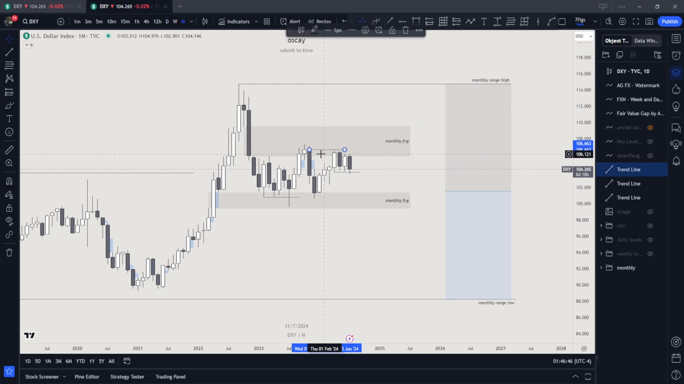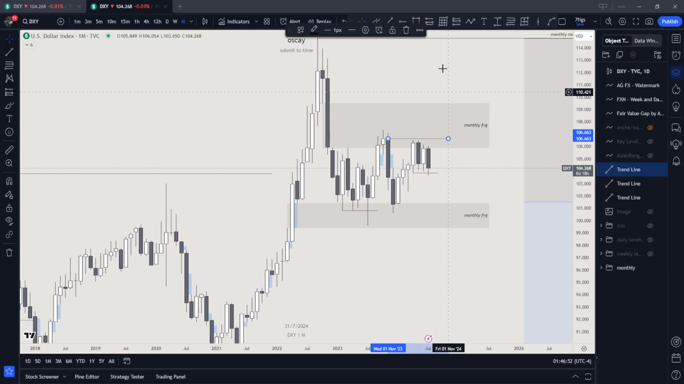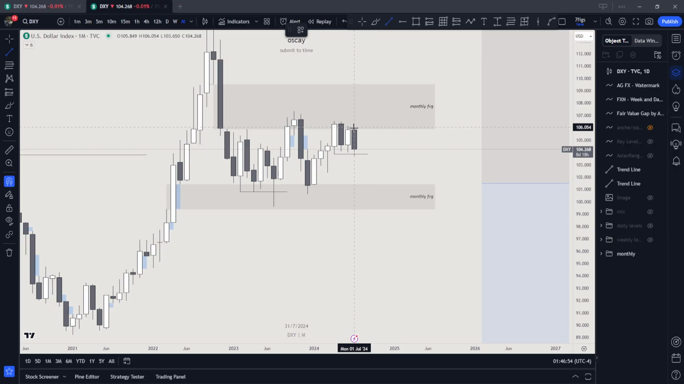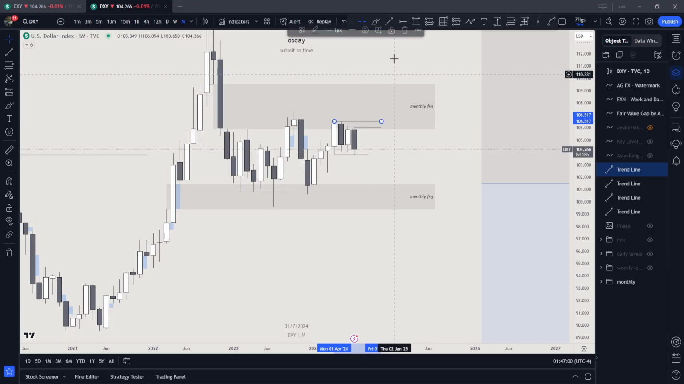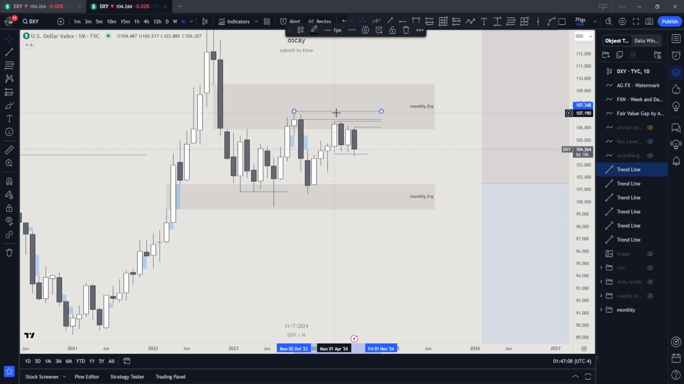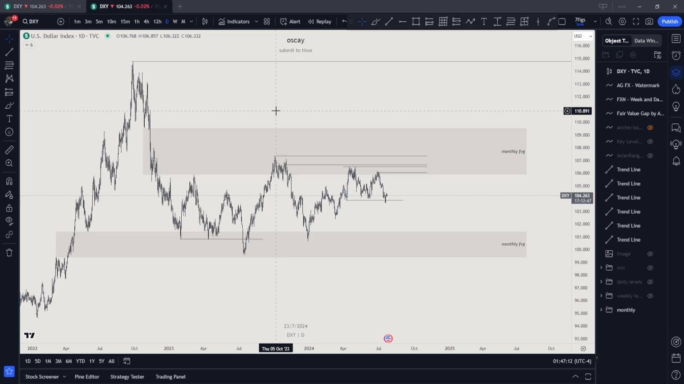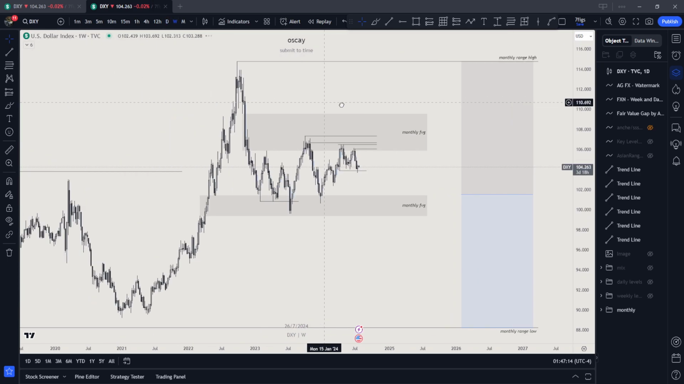Let me see if we did not reach this monthly rejection block. So after we have swept this discount, what can be a new PD array, for example, premium array? So this high, swing high, these rejection blocks, this swing high, for example. Now these are not too close. Let me check. Well, they're quite close actually.